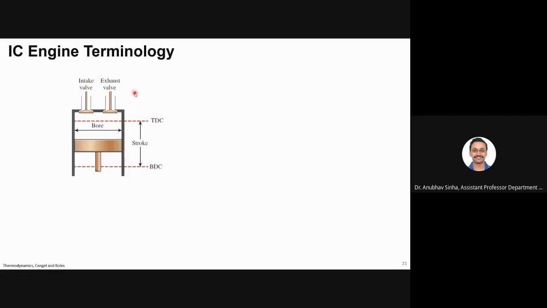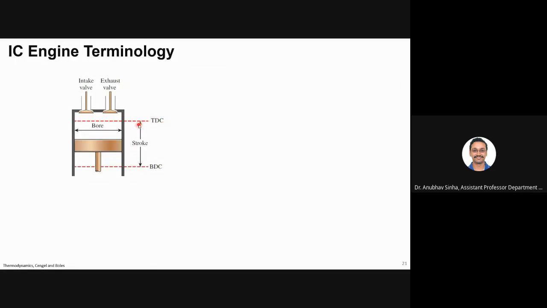When you talk about an ideal cycle, we say that we are heating or cooling the air. But in real engines, it is an open system, as we discussed. So air will come through the intake valve and get exhausted through the exhaust valve. So these two valves are there. Then this piston moves up and down. The highest position it moves to is called TDC, top dead center.